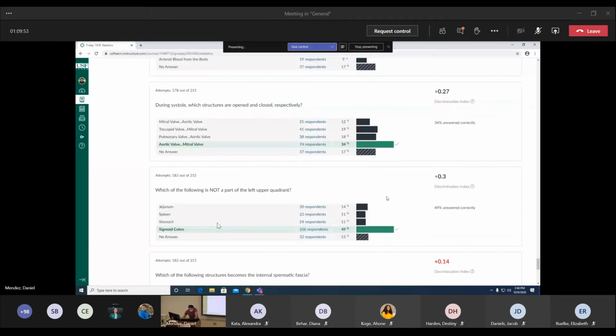Nice. All right. So which of the following is not a part of the left upper quadrant? A lot of you got that. Really good job. Sigmoid colon. What quadrant is that going to be part of? Lower left, yeah. This would be lower left quadrant. Stomach and spleen and jejunum are mostly going to be in the upper left quadrant. I highlighted the highest yields of those on the notes this morning. If you didn't go, we'll talk about it at 5 p.m. as well, the highest yields in each quadrant.